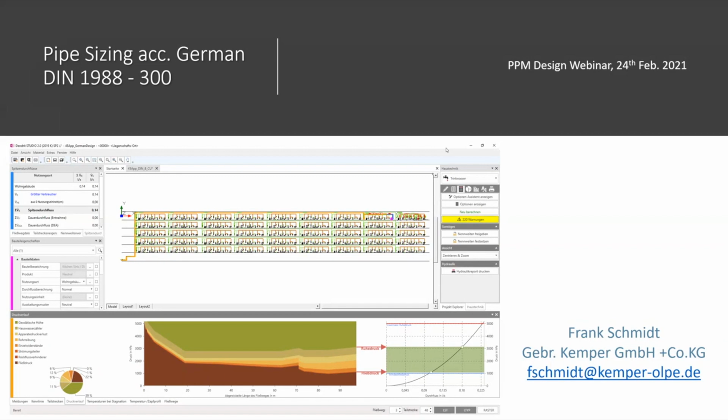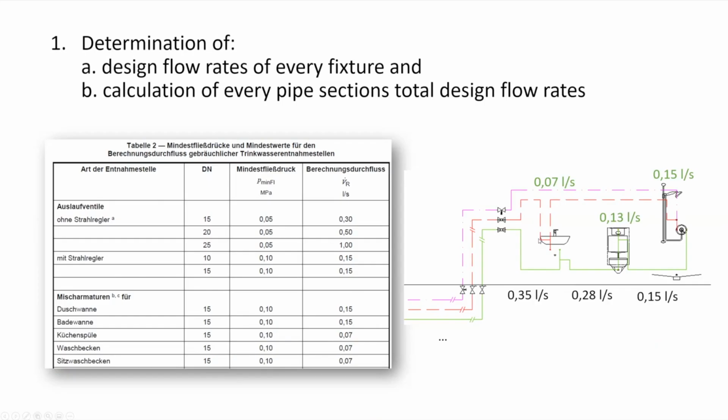They are basically not completely different to the methods used in the Netherlands or in the US, which we will see later on. So on the next slide, we can see the beginning. It all starts with the determination of the design flow rates of every fixture. So that is one difference. We are not using fixture units. We are designing according to a real flow rate of a fixture.